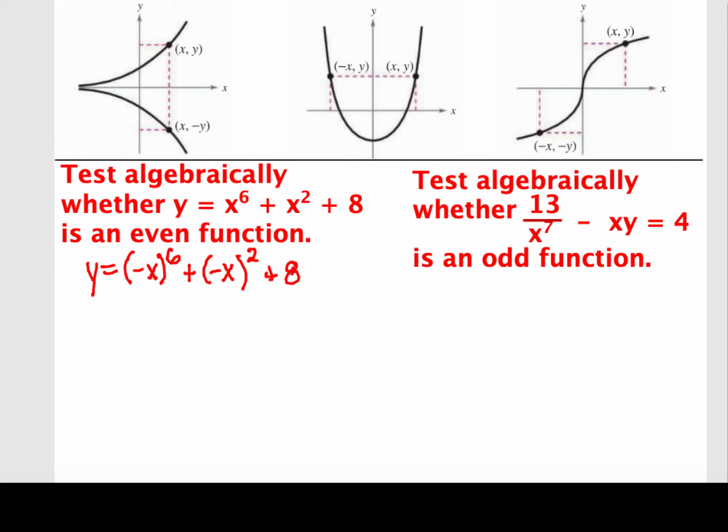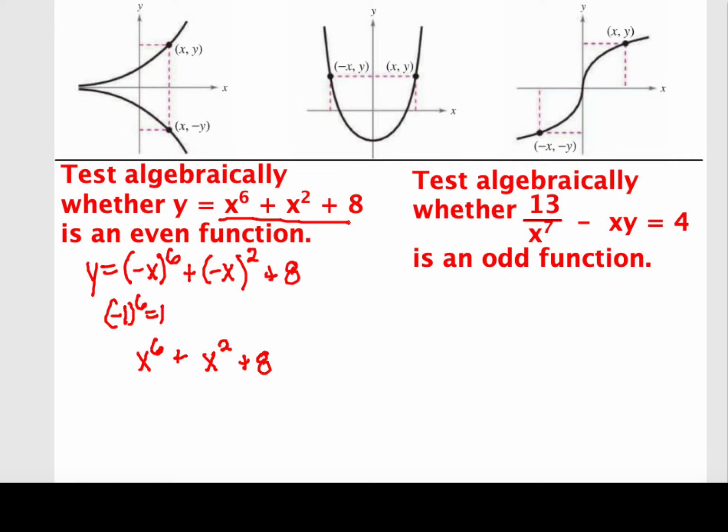And plus 8. Well, any number to the sixth power is an even exponent, which means any negative number is just going to disappear. If I took negative 1 to the sixth, remember that's going to be positive 1. So negative x to the sixth is really just x to the sixth. Same thing goes with squaring it. So negative x squared is really just x squared. And 8 didn't even have an x, so that's really just 8. And notice that looks exactly like the original.